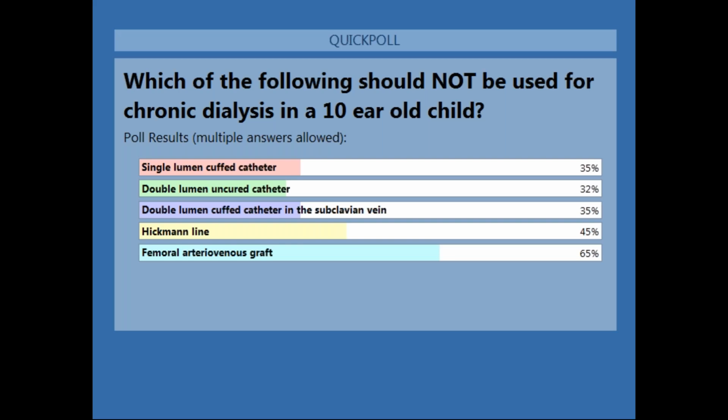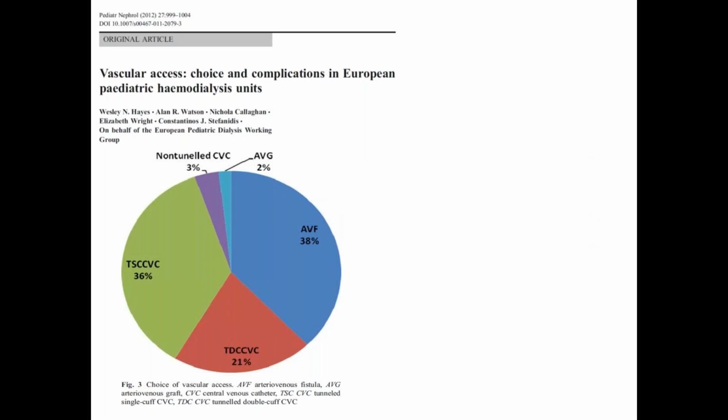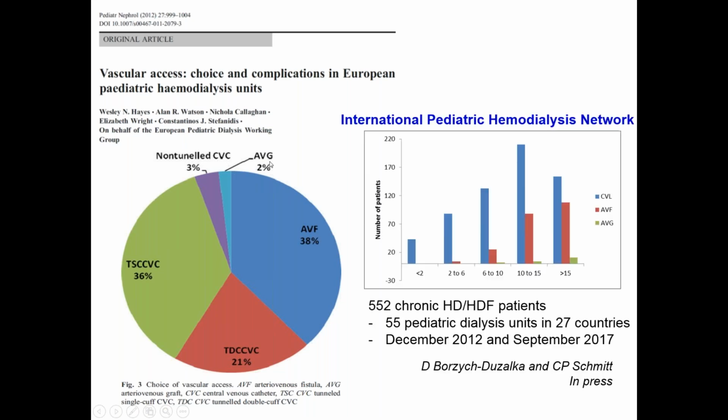Looking at European data, our colleague Wesley Hayes did a survey across the European Pediatric Dialysis Working Group and showed the prevalence of different catheter types across the EU. He showed that arteriovenous fistulas are used in over a third of patients, tunneled single cuff or double cuff lines are used in about 60%, and only 2% of patients have arteriovenous grafts. This is important information, keeping in mind what the Fistula First guideline says versus what the actual practice is.